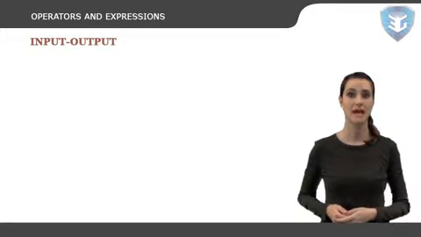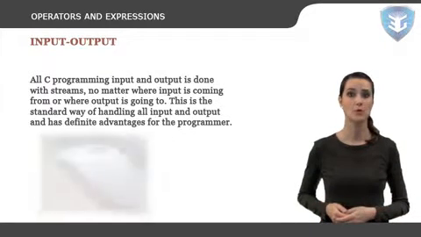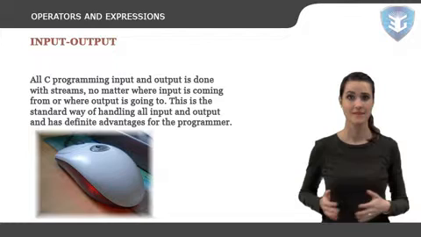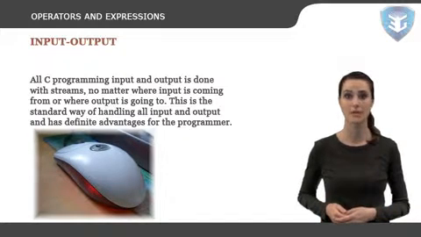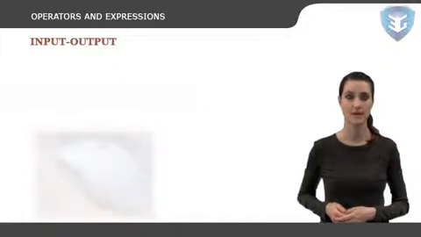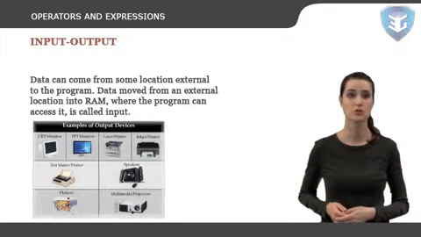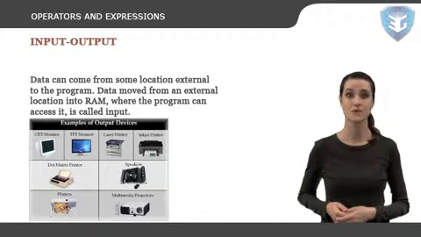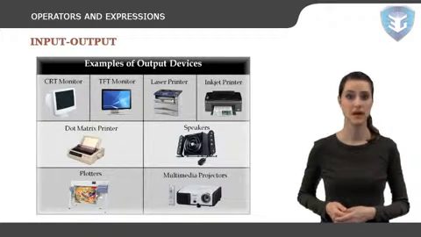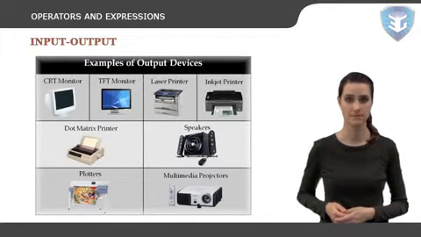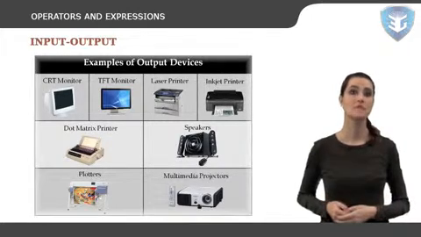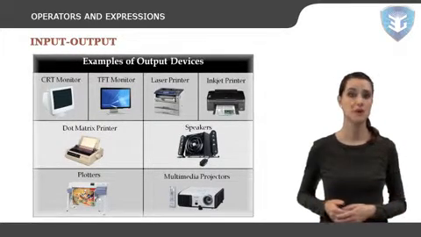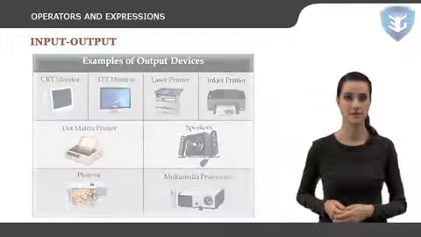Let us know about input-output. All C programming input and output is done with streams, no matter where input is coming from or where output is going to. This is the standard way of handling all input and output and has definite advantages for the programmer. Data can come from some location external to the program. Data moved from an external location into RAM, where the program can access it, is called input. The keyboard and disk files are the most common sources of program input. Data can also be sent to a location external to the program. This is called output. The most common destinations for output are the screen, a printer, and disk files.